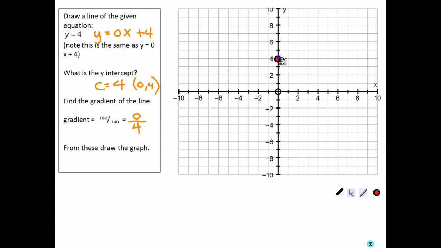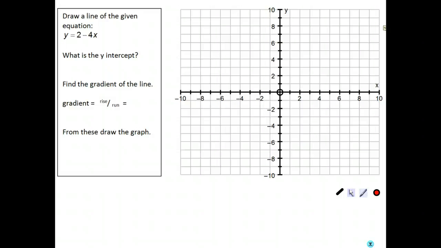It's at +4. And the gradient is 0, which basically means that I'm going to rise not at all, and I'm going to run 4. And as you can see, all the points end up lying on a horizontal line. So let's go ahead and sketch the graph of that function. I'll just do it in 2 directions, and it's something like so. So the equation y equals 4 turns out to just be the graph of a horizontal line.